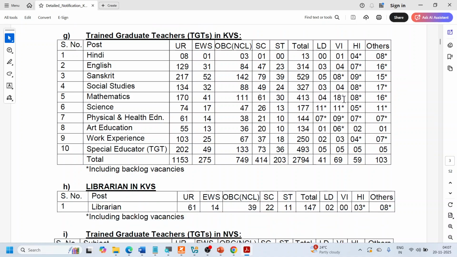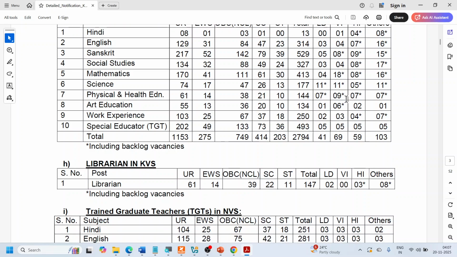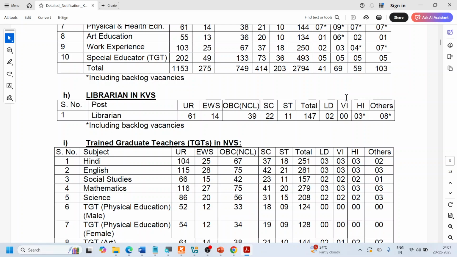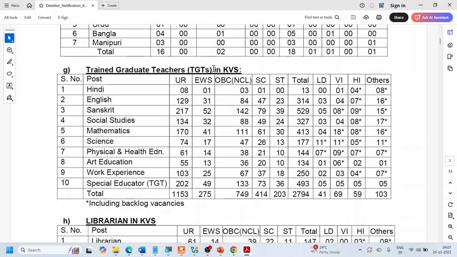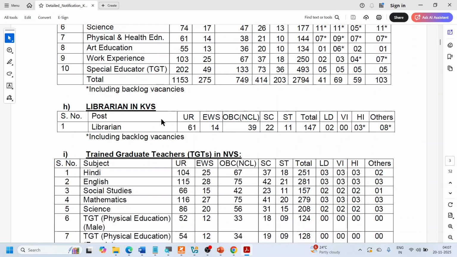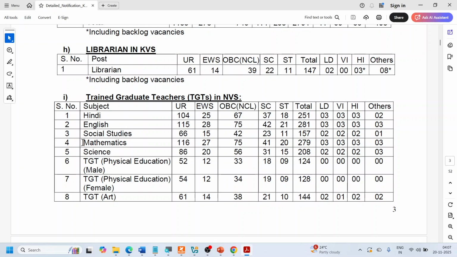It will be remaining as a backlog only, and it will be called for again in the next one. Okay, now coming to the trained graduate, here you have TGT in Navodaya Vidyalaya. So this was Kendriya Vidyalaya. Okay, this is for Kendriya Vidyalaya. For Navodaya Vidyalaya, you have mathematics and science.